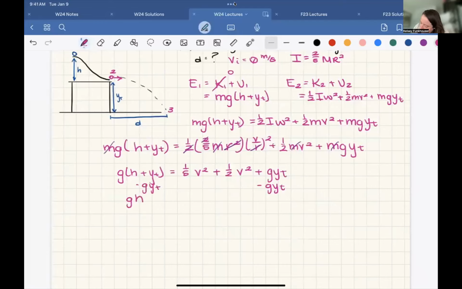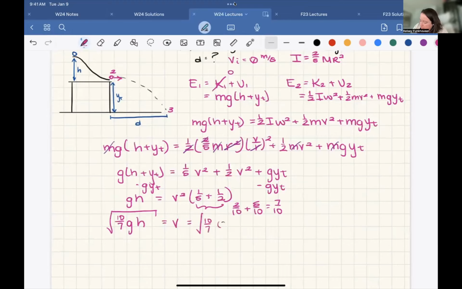I'm going to subtract g yt from both sides, which just ends up canceling it on that side. So we have gh equals, factor out v squared, and I have 1/5 plus 1/2. This is 2/10 plus 5/10, so 7/10. I'm going to divide that on both sides and then square root. And so we end up with the square root of 10/7 gh equals the velocity. And we can plug in our numbers. Square root of 10 divided by 7 times 9.8 meters per second squared, times 1 meter for the height.